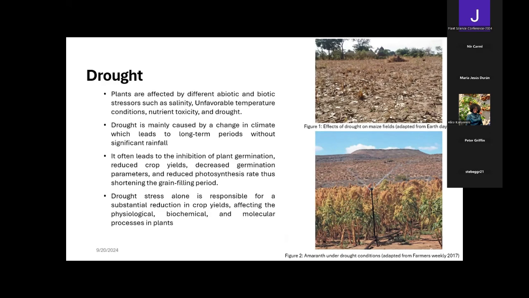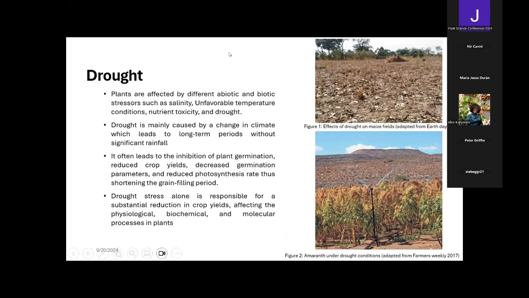Drought is a form of abiotic stress, which is caused mainly as a result of climate, which leads to long-term periods without significant rainfall. This leads to inhibition of plant germination. It reduces the crop yields. It decreases the germination parameters. It reduces the photosynthetic rate, thus shortening the grain filling period. According to literature, drought alone is responsible for a substantial reduction in crop yields, which negatively affects the physiological, biochemical, as well as the molecular processes in plants.